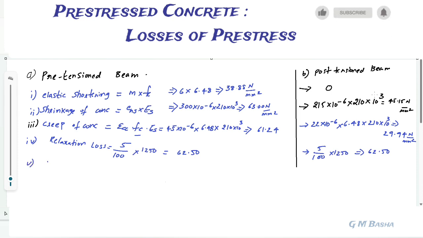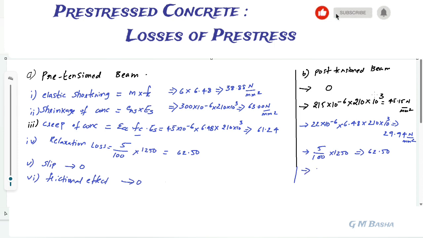Still, what are the losses I told here? Loss due to anchorage slip is equal to 0, because in the pre-tensioned beam there is no chance of slip happening, because the high tension steel is straight at the bulkheads, and again you won't get frictional effect also. So the loss due to frictional effect will be 0 here.